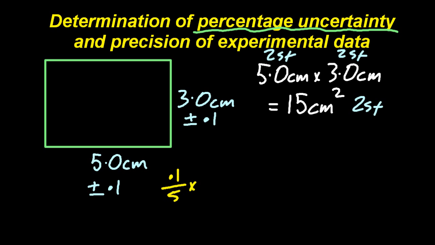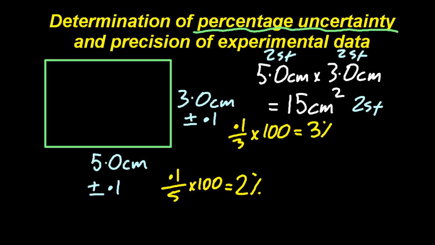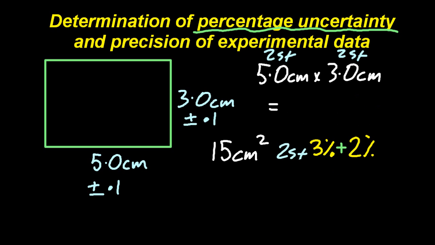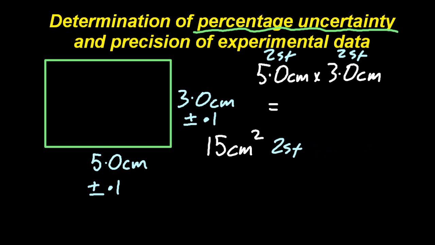So it's going to be 0.1 over 5 times 100. That's my percentage uncertainty for the lower part. It's 2%. 0.1 over 3 times 100. It's 3%. Now, what am I going to do with those percentage uncertainties overall? Well, you've got to add them up. So I've got 15 centimeters squared plus or minus 5%.